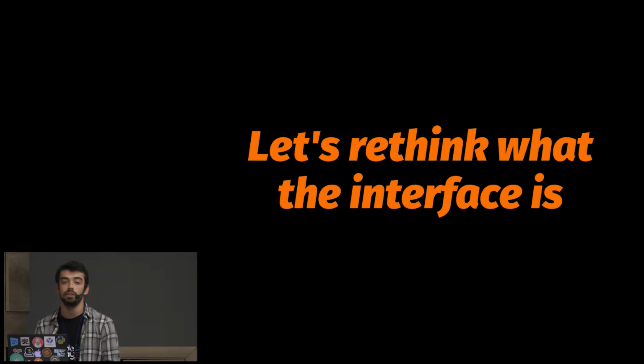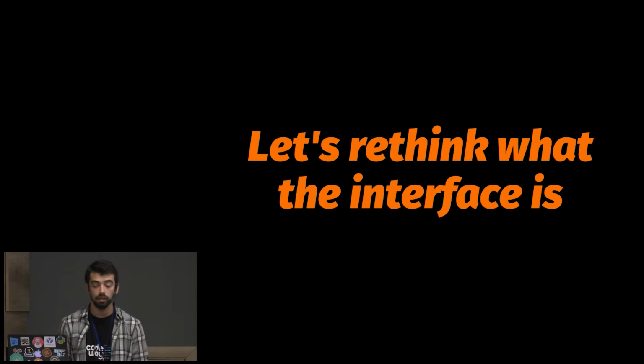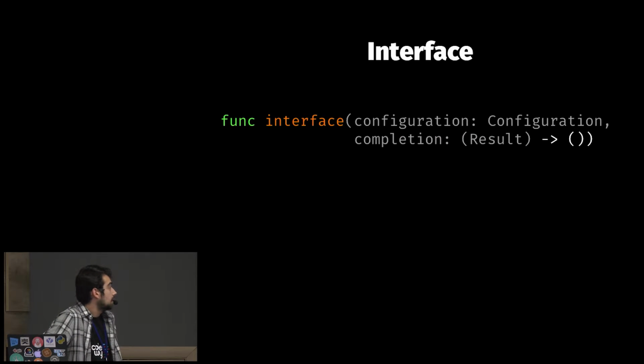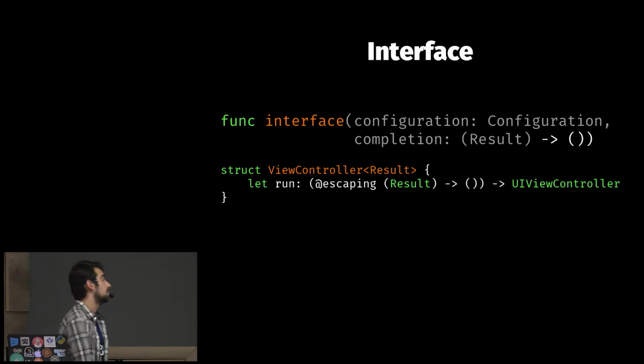So basically, it's something that must be initialized with a configuration, and then return some result of the interaction with the user. So let's define it in code. Interface, configuration, result, like a callback. Okay, everything fine. This is the implementation in Swift. Because the result is specific for each view controller, it will be a generic parameter. So the view controller will be an abstraction and container for some result specific to the view controller.